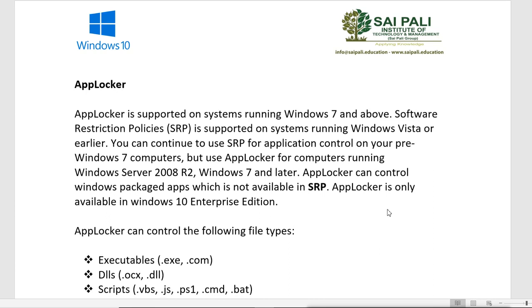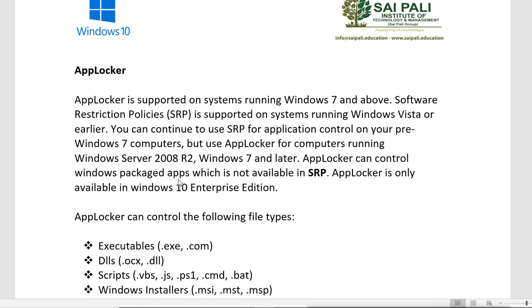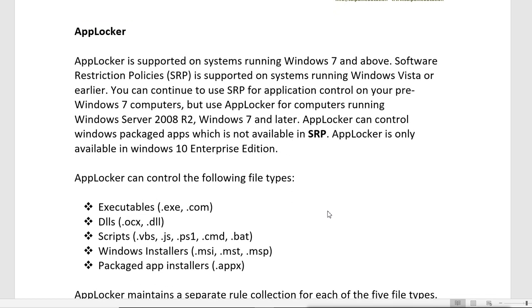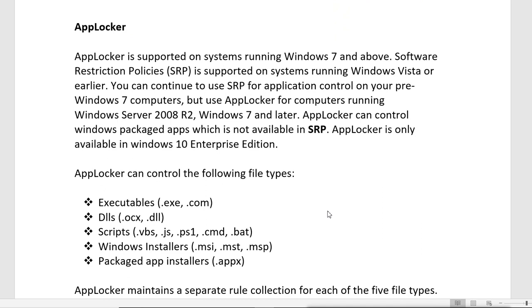Now App Locker can control Windows packaged apps, which is not available in SRP. Now this is the only difference we have, that we can control the Windows package app. This package app is used to install these universal apps, and this App Locker is only available in Windows 10 Enterprise Edition. Now this is also the point here, that this App Locker we can only use in the Windows Enterprise version of Windows 10. If you are trying to use it on Windows 10 Pro, you can't do that. In Windows Pro also it will not work. It only works on Windows Enterprise version.